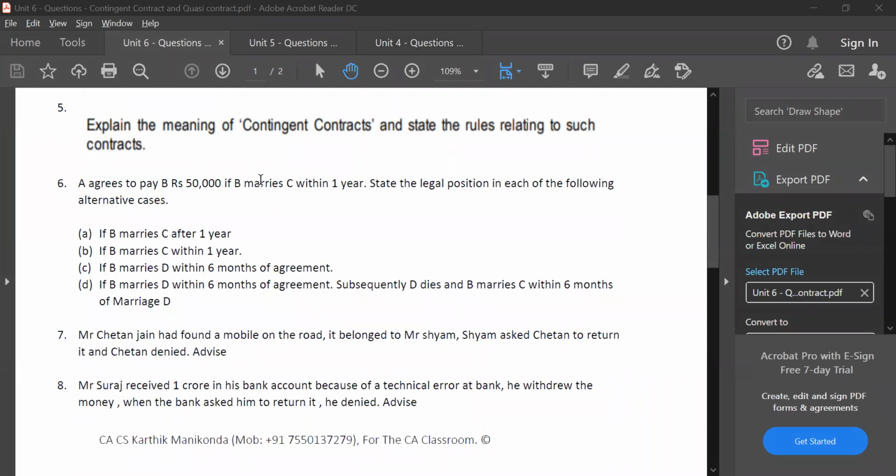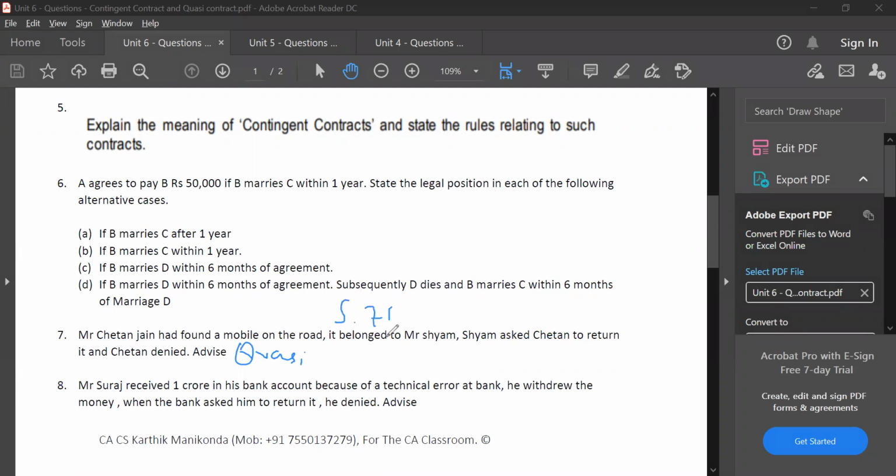Mr. Chetan Jain had found a mobile on the road. It belonged to Mr. Shyam. Shyam asked Chetan to return it and Chetan denied. Advice. Sir, Chetan should return it to Shyam because it is the liability of a person. I guess it is quasi contract, section 71. Correct. Quasi contract, the provision says responsibility of finder of lost goods.